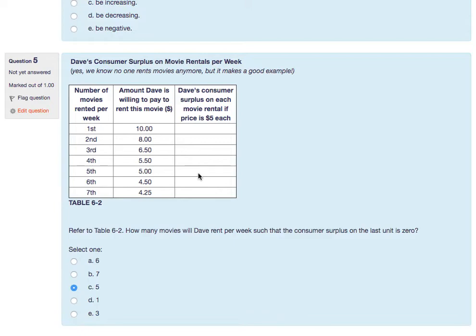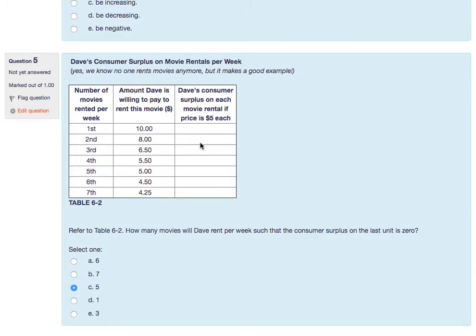So here we could see, as I mentioned for the previous question, that the 5th unit has a consumer surplus of 0 because he's paying $5 and he values it at $5. But it doesn't mean that his total consumer surplus goes down to 0 because he still made $5 on this first unit, $3, $1.50, and 50 cents. So he still has surplus on the previous units consumed. It's just that the last one he consumed had the same willingness to pay as what he had to pay for it.